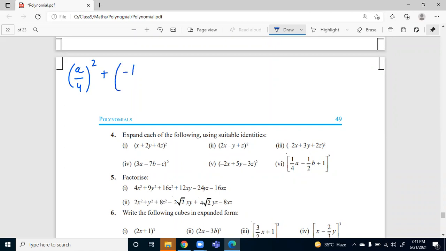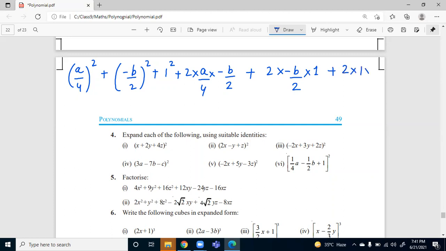Solution. Ma'am, then minus b by 2 square plus 1 square plus 2 and a upon 4 into b minus b upon 2 bracket plus 2 then minus 1 by 2. Ma'am, b by 2 into 1 and then ma'am 2 then ma'am a upon 4 into 1. Correct. Okay.